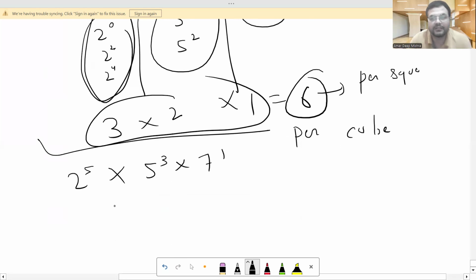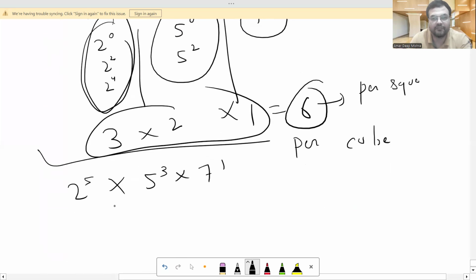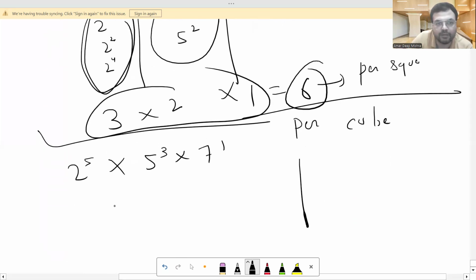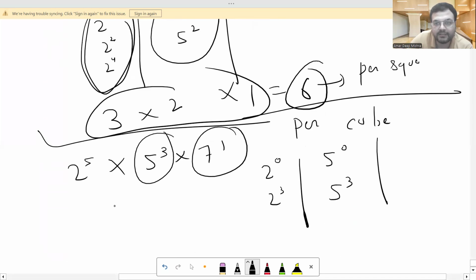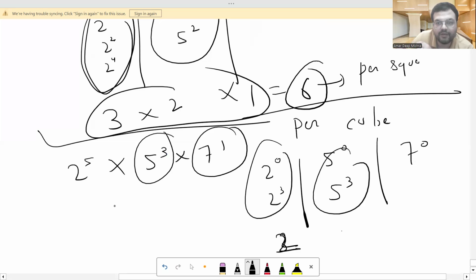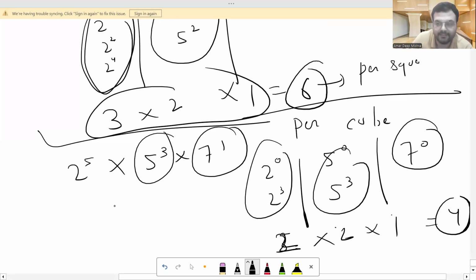Now understand. For the first column, you take 2 power 0, 2 power 3. That's it. Second column, you take 5 power 0, 5 power 3. Third column, you take 7 power 0. So from here, you have 2 values, from here 2 values, and from here 1 value. So 2 into 2 into 1 is 4. So there are a total of 4 factors which are perfect cubes in nature.